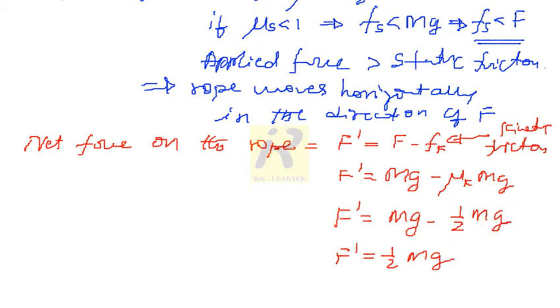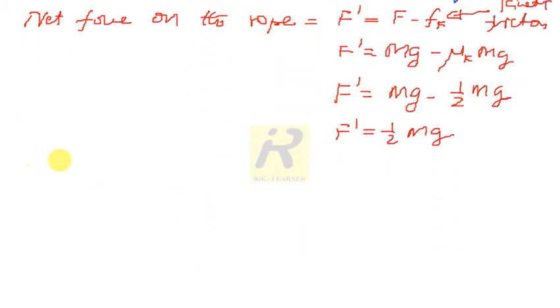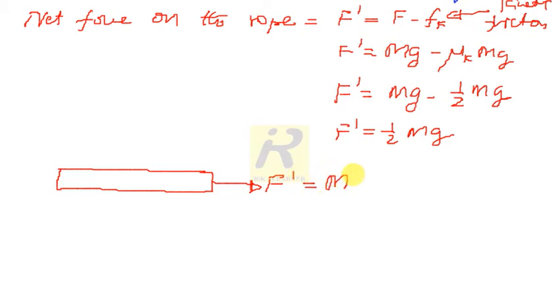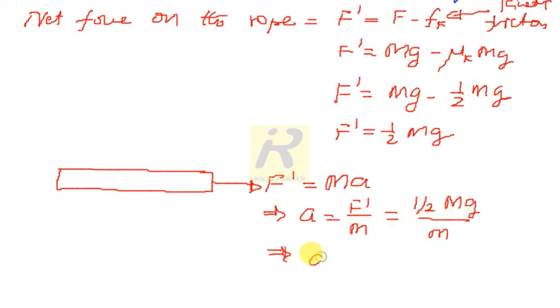Now if we call this the rope, the net force is acting in this direction. This is F dash. So F dash must be equal to the mass of the rope into the acceleration, which implies a is equal to F dash divided by M, which is half mg divided by M. So a is equal to g divided by 2. This will be the acceleration of this rope.